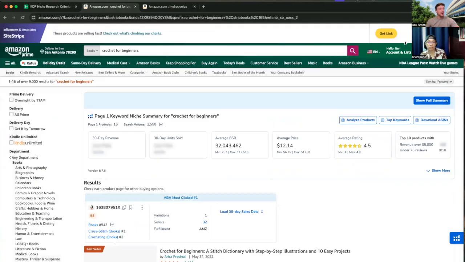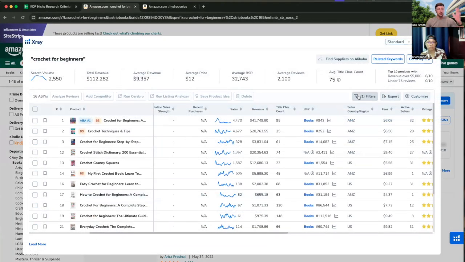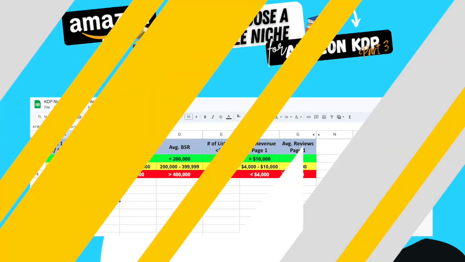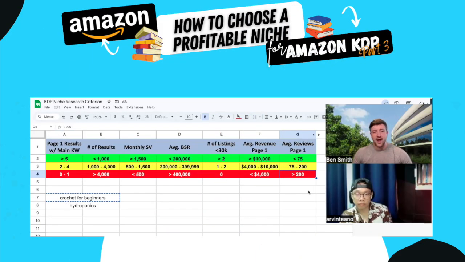So crochet for beginners, I've got pulled up here. We're using Helium 10. There are obviously other different tools you can use. And we can see right away, average reviews, 2,100. Okay, that's a lot. That means the average review count on page one is 2,100. That also means there are a lot of very entrenched sellers in here, which is going to be tough to go up against. So in that case, this would definitely get our red, right?